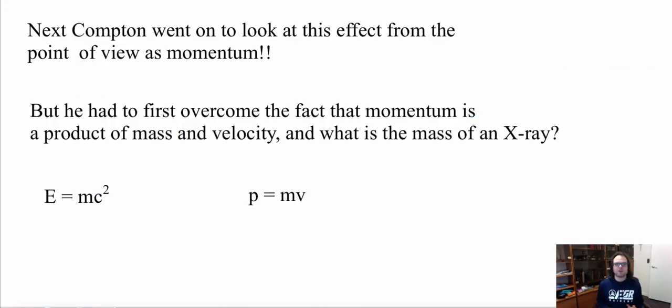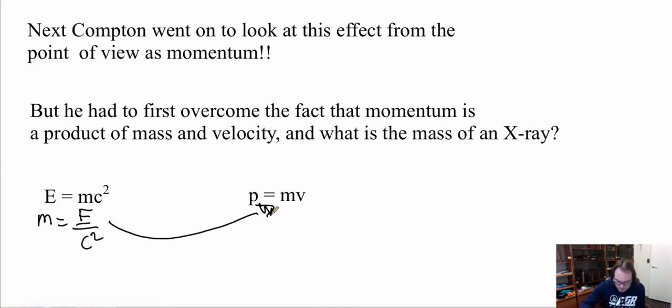So first, let's look here at the momentum of this collision. So Compton had a problem. There's no mass. How could there be a conservation of momentum without a mass? Well, what he did was he took Einstein's equation here and he isolated for mass. So we have mass is equal to energy divided by the speed of light squared. So in other words, we could plug this in for the mass. So we end up getting my momentum is equal to my energy divided by the speed of light squared, multiplied by the velocity.